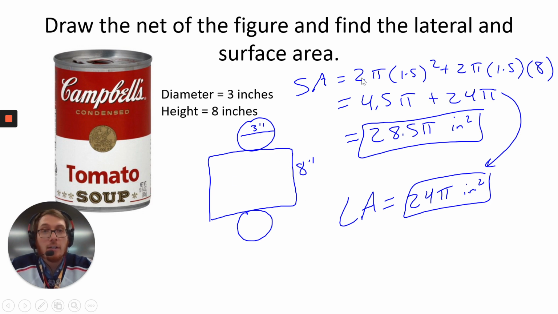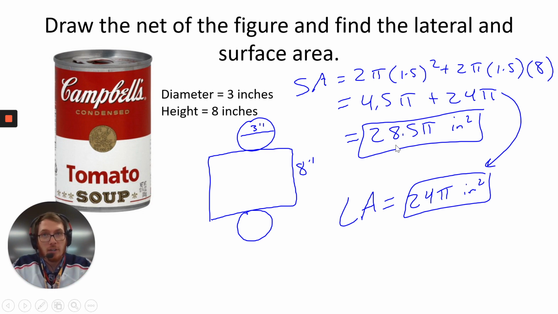To find the surface area, it's 2 times pi radius squared. The radius, remember, is 1.5, not 3. So 2 times pi times 1.5 squared, plus 2 times pi times 1.5, which really is just 3 pi, which is the diameter, then times 8. Notice how I'm showing my work. I'm showing the setup, then I multiplied all the numbers, and then put pi after it, and then I found the answer by adding them all together.